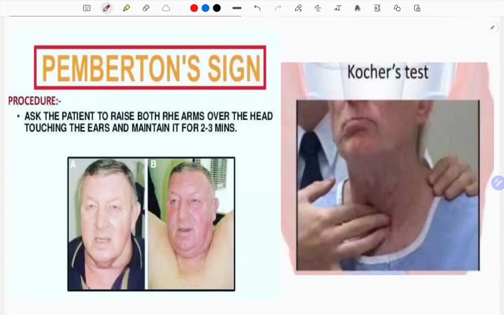Now the third test that was given was Pemberton's sign, or Pemberton's method. In this, the patient is asked to raise his hands above the head and maintain it for 2 to 3 minutes, and if facial congestion or engorgement of the neck veins is present, it's a positive sign, and that indicates retrosternal goiter. See, you can look at the difference, how facial congestion is seen in this patient.